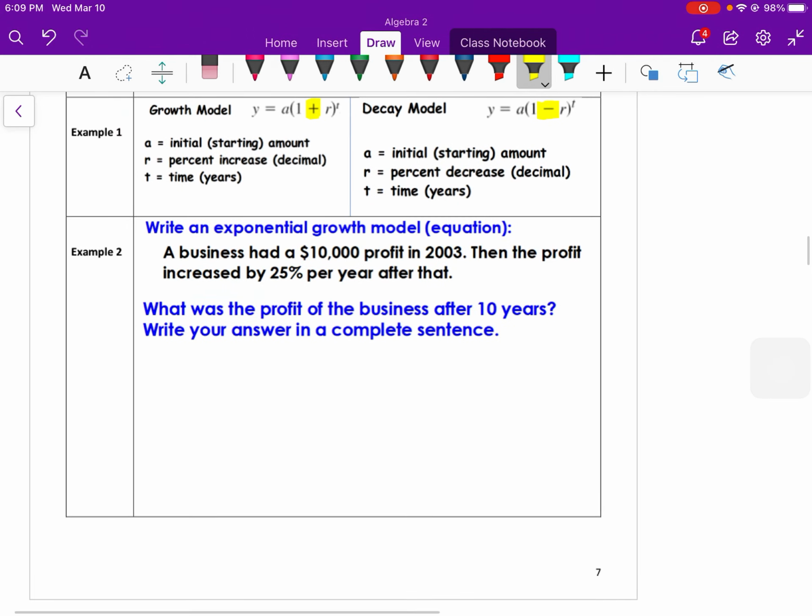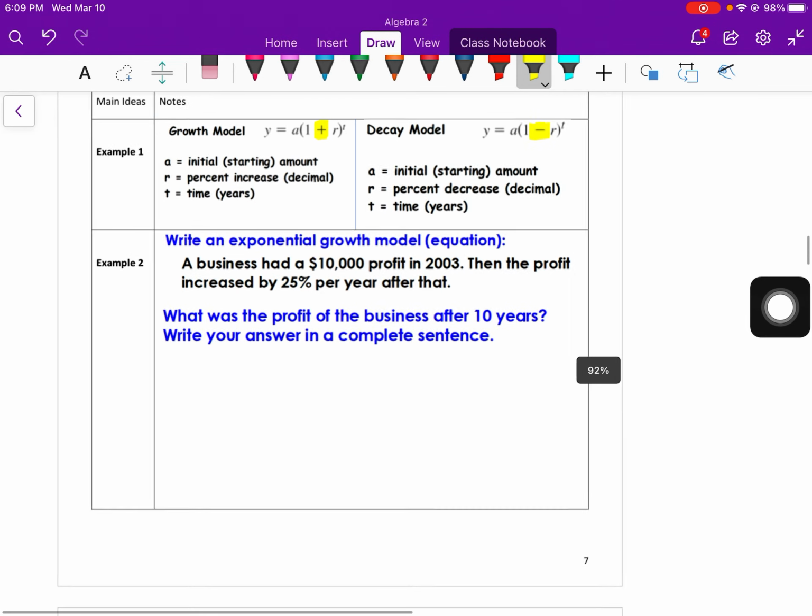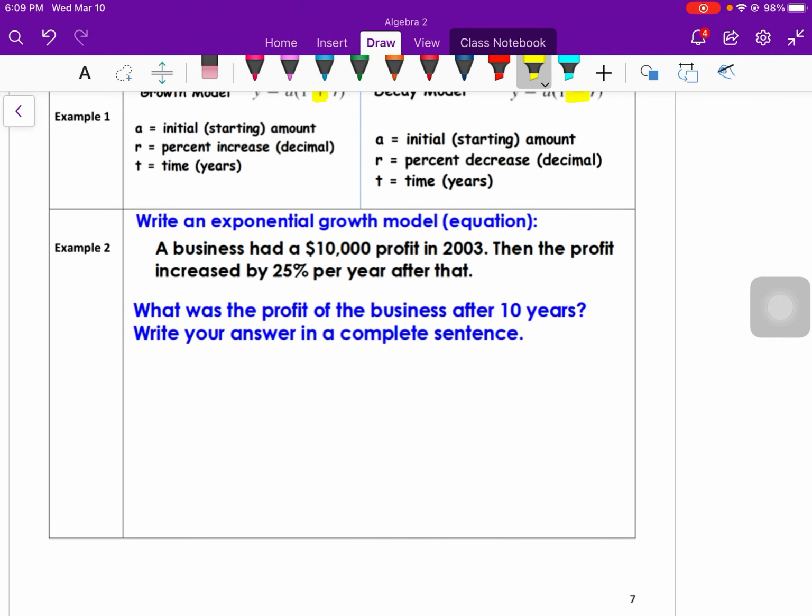So we will be able to write an exponential growth model based off this word problem here. It says a business had a $10,000 profit in 2003. Then the profit increased by 25% after that. So what we want to notice first is an increase and an initial price. The initial year is not an issue right now. But another keyword is increased by 25% per year after that. So my initial price was $10,000.